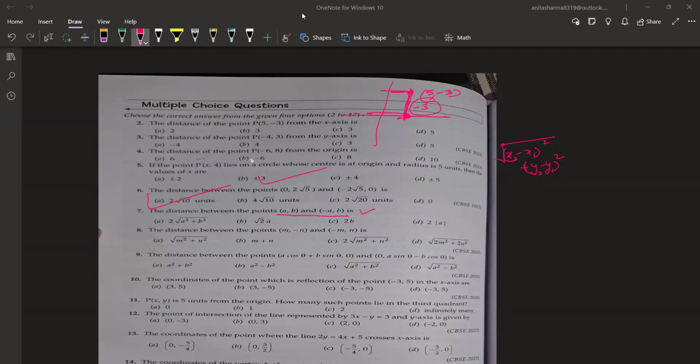Is it 2A? 2A. Okay, let's check now. So it will be minus A minus 2A, beta. Whole square, right? Yes, ma'am. And B minus B will be 0. So under root 0 square. So it will be 4A square. Under root, so 2A will be the answer. D option, right? Yes, ma'am. Now in the same way, find the next question.